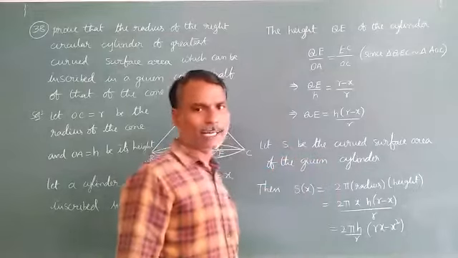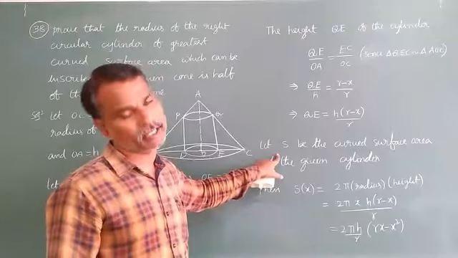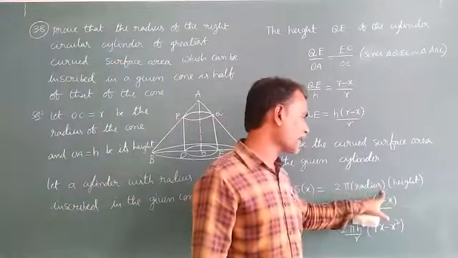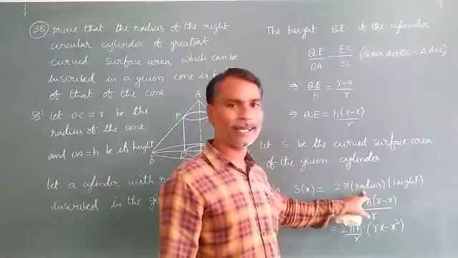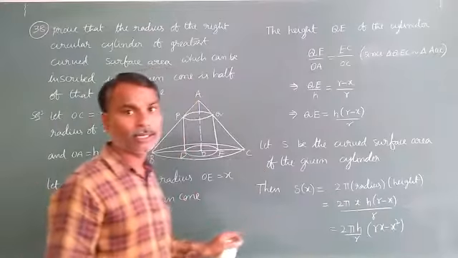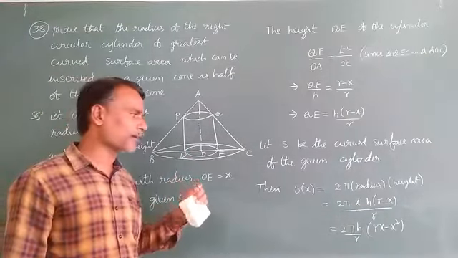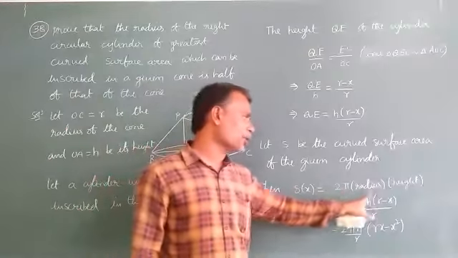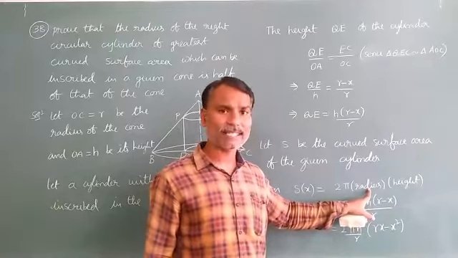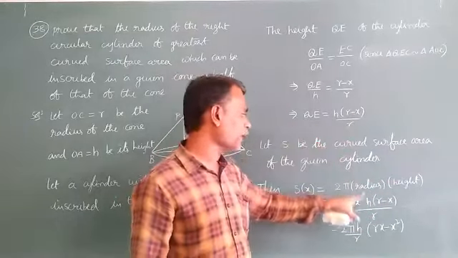Let S be the curved surface of the cylinder. The formula is 2 pi r H, 2 pi into radius into height. What is the radius? X. That only, because the cylinder we are doing, the curved surface area of the cylinder we are calculating. The formula is 2 pi into radius of cylinder X, into the height we already calculated, H into R minus X by R.